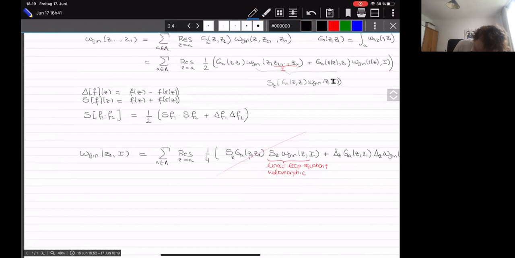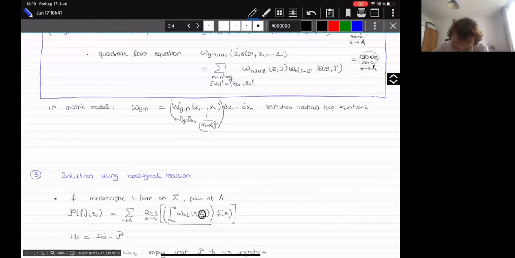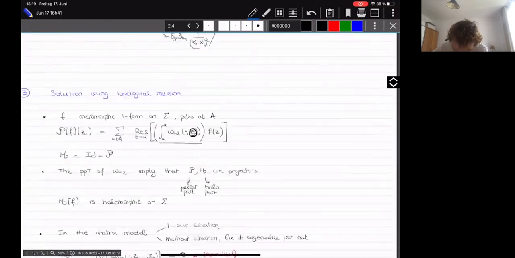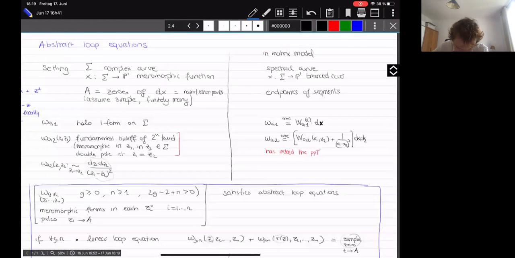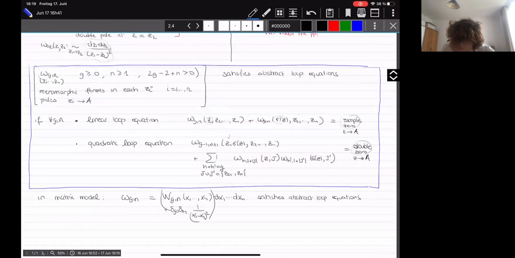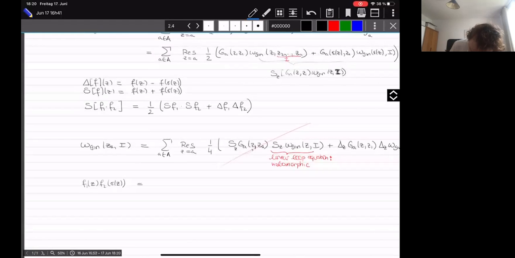And now the quadratic loop equation. If I have something like f1 of z, f2 of sigma z, that's the kind of thing we have in the quadratic loop equations, which are here. So here we have F1 of Z, F2 of sigma Z. I also want to write that in terms of deltas and S. This is going to be a half of S F1 S F2 minus delta F1 delta F2. So, good, the quadratic loop equation. Let's have a closer look at it.